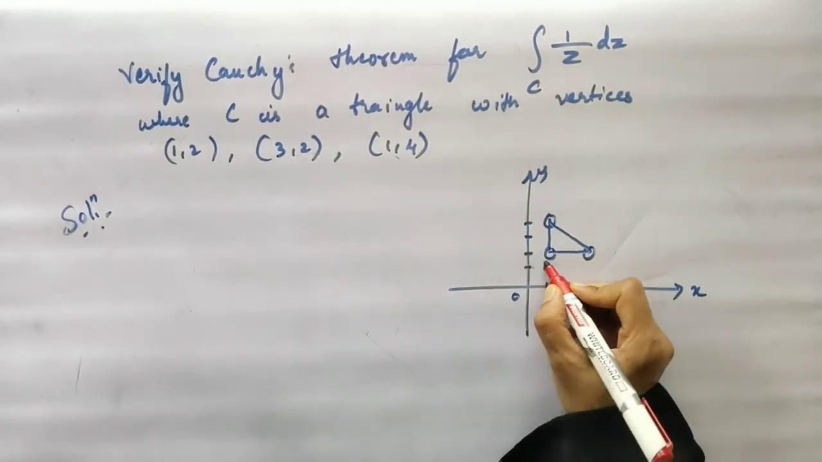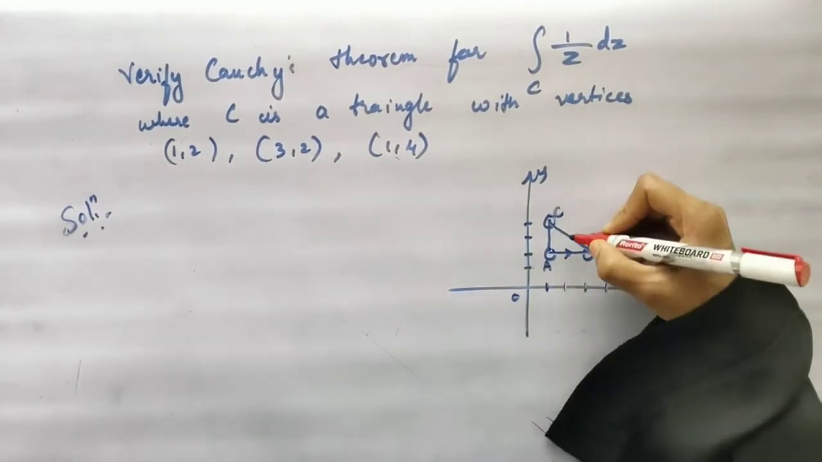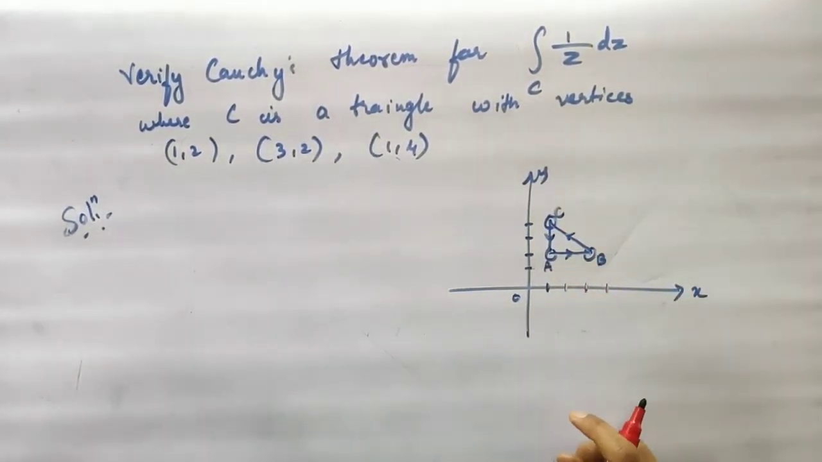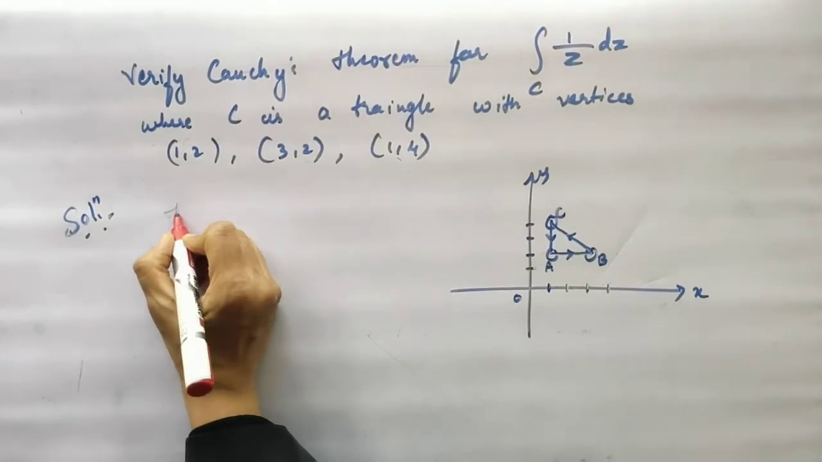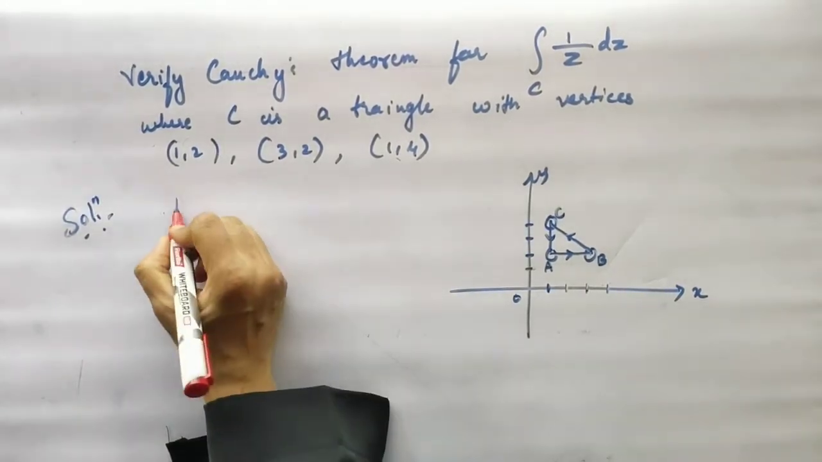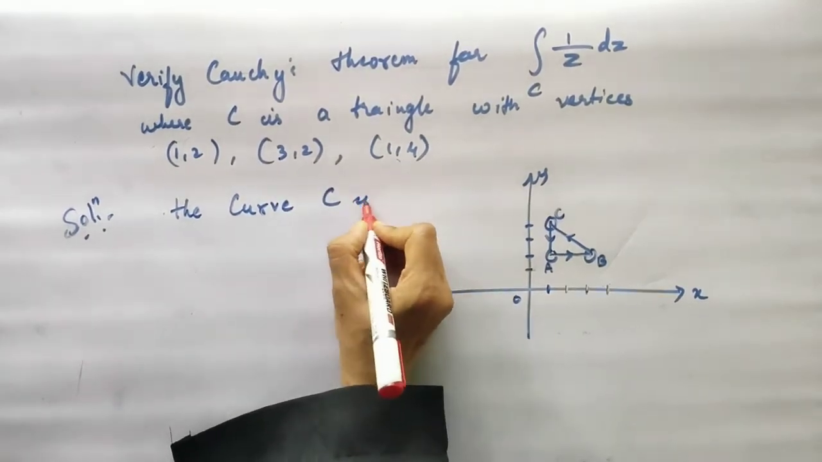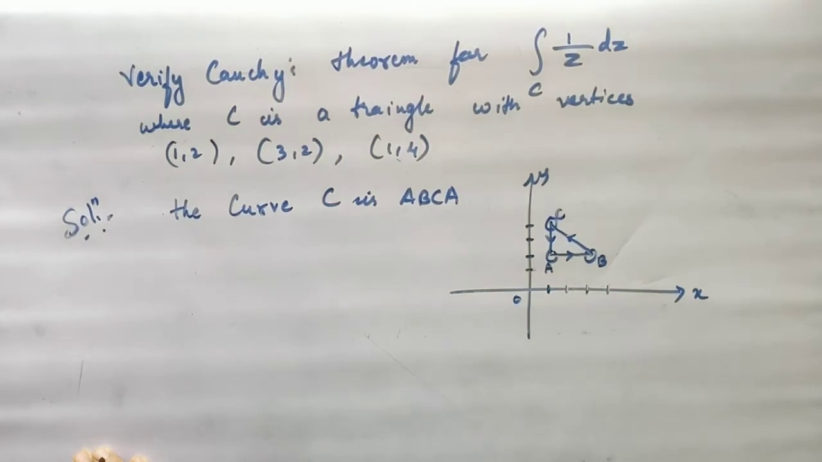Let us call the points A, B and C. So the curve C is made up of the line segments AB, BC and CA. So this is the curve C, which is ABCA.